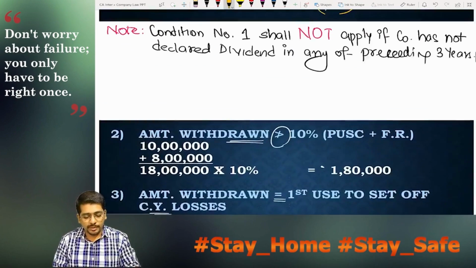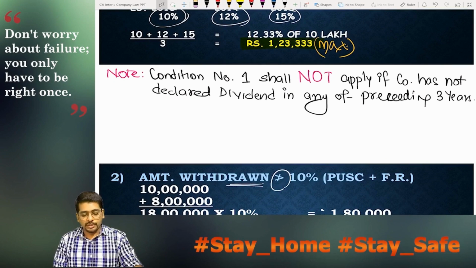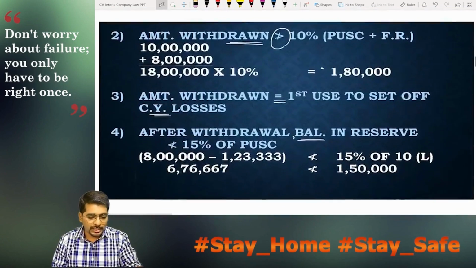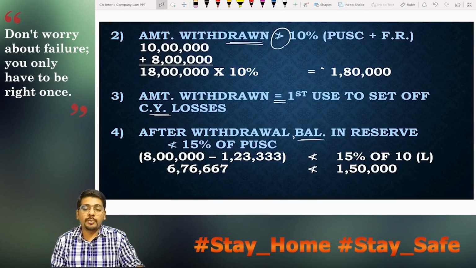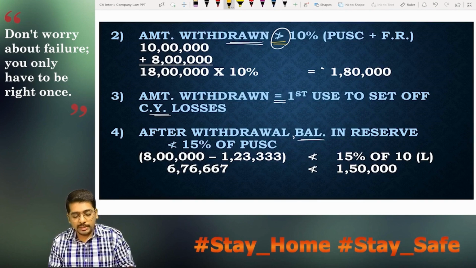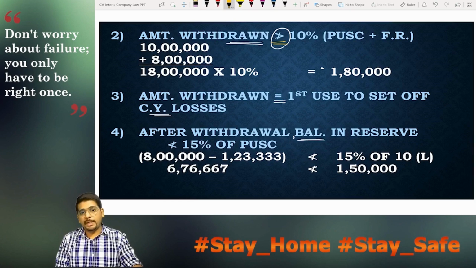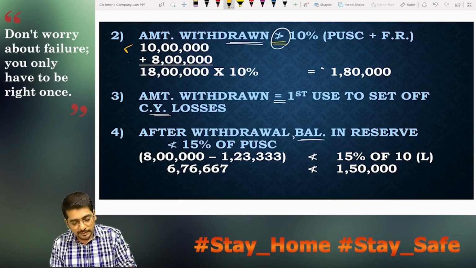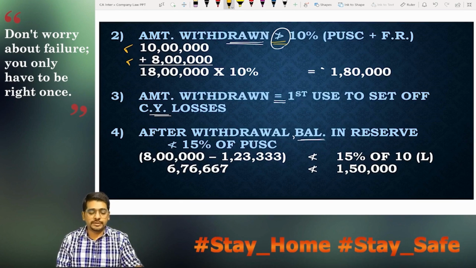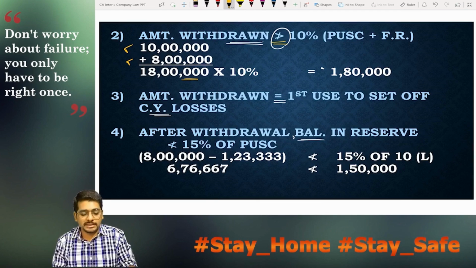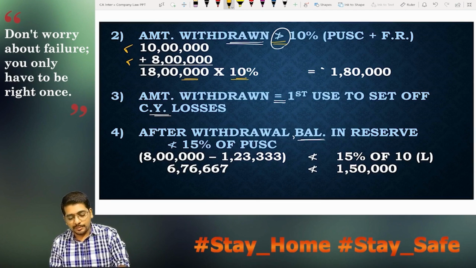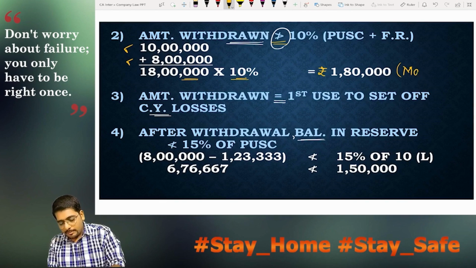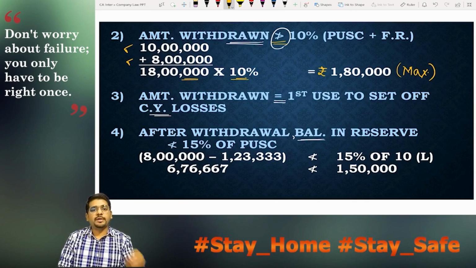Let's go to condition number 2. There is a note I have given over here. Condition number 1 shall not apply if the company has not declared dividend in any of the preceding 3 years. I already told that to you, right? Then the amount withdrawn should be not more than 10% of the paid up share capital and free reserves. So what is our paid up share capital, sir? 10 lakh rupees. What is our reserves and surplus, sir? That is 8 lakh rupees. So total comes to 18 lakh rupees. I take 10% of 18 lakhs. It comes to rupees 1,80,000.